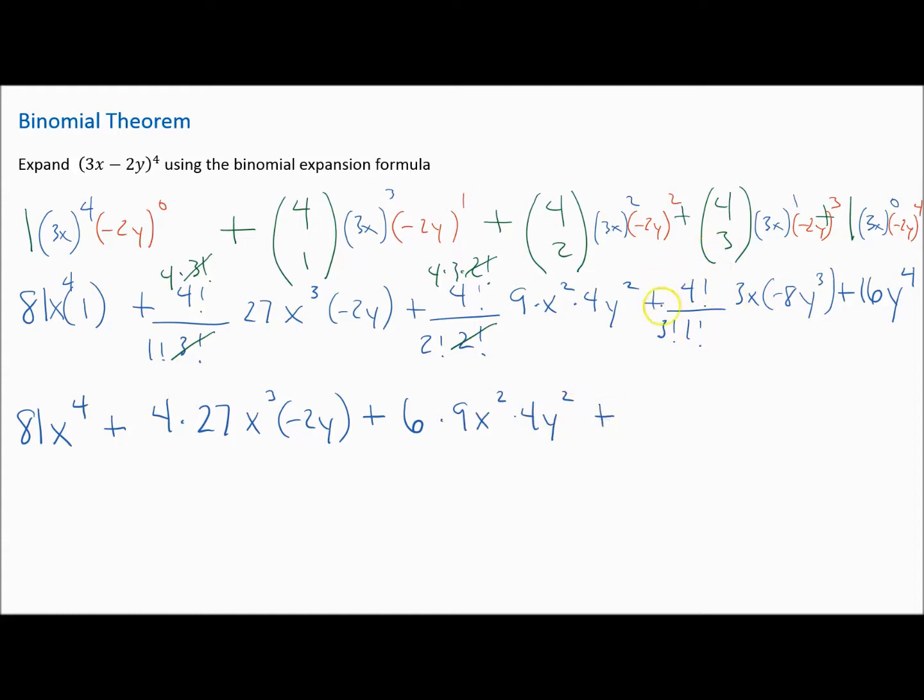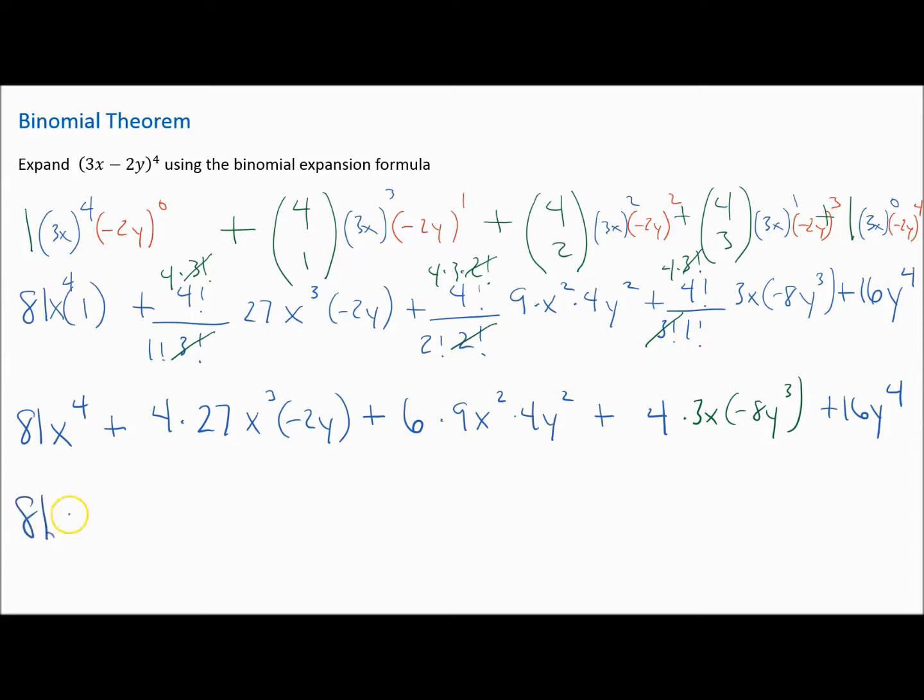Plus, here we go with this 4 factorial over 3 factorial times 1 factorial. That is just 4, but let me show you why. Because I can write 4 factorial as 4 times 3 factorial. These 3's cancel. And then 4 divided by 1 is 4. Times 3x times negative 8y to the third. I didn't mean for that to be green. There's nothing special about it. Okay? Plus 16y to the fourth. Now, one more row and we'll be finished.